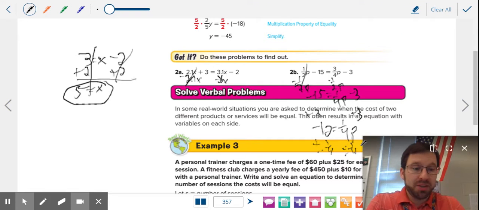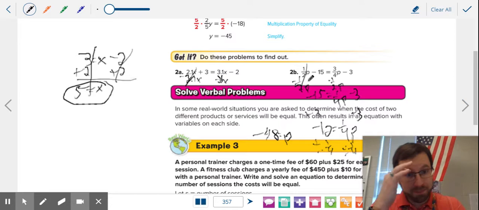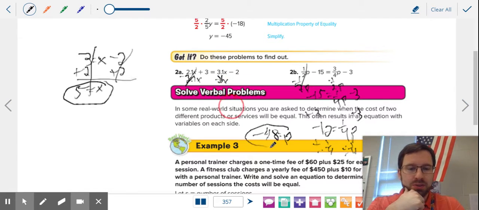Remember, dividing by a quarter is the same as multiplying by 4. So negative 12 times 4 is negative 48. Same thing here, just for time's sake. I'm not going to check that, but you can rest assured that it's the correct answer up there.